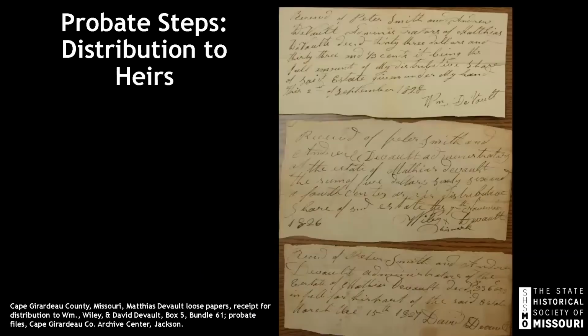If it's a complete file, you will also find receipts from all the heirs as to what they received during the distribution of the estate. Here's 3 of those: William DeVault, Wiley DeVault, and David DeVault, all sons of Matthias DeVault, and how much they received, which should be a relatively equal amount.